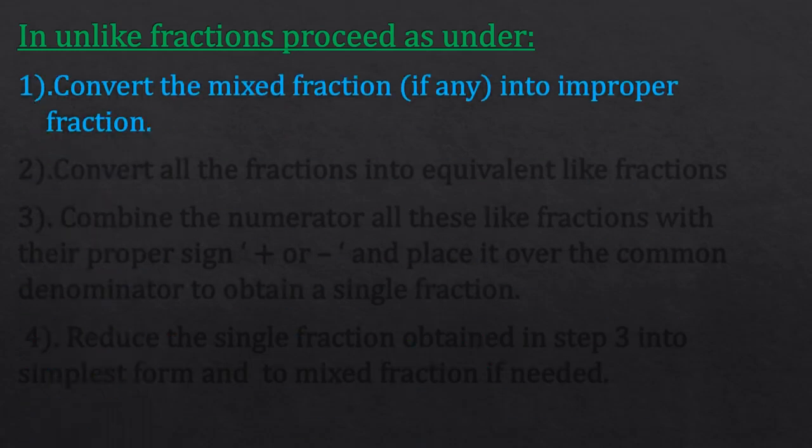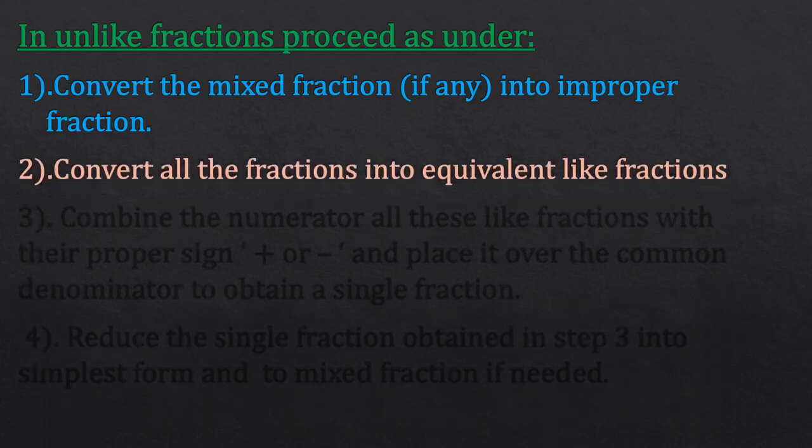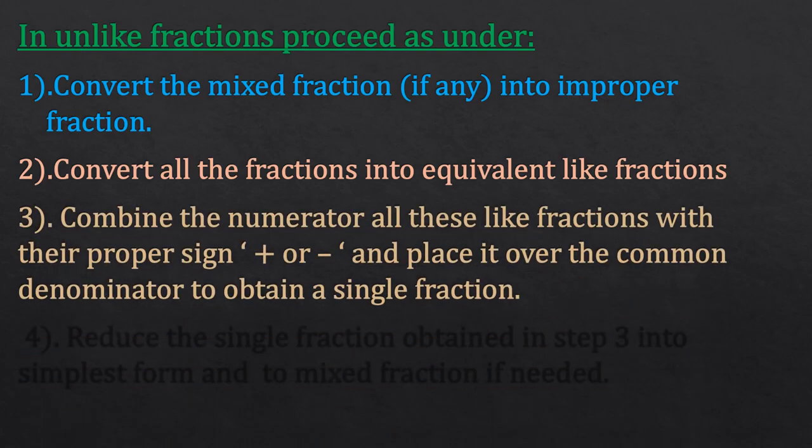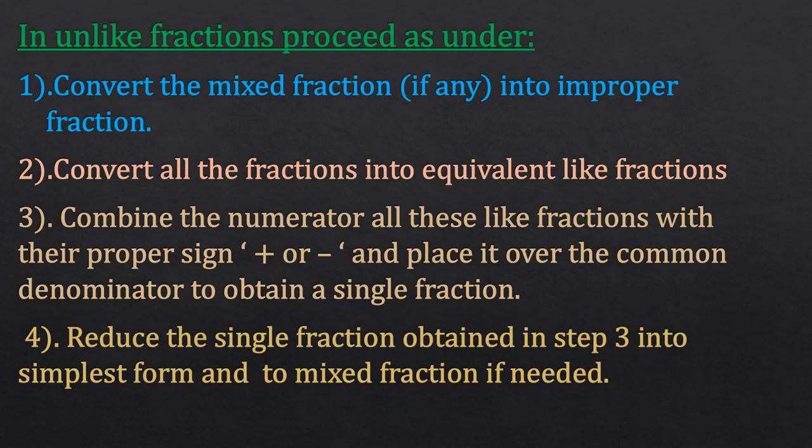First of all, if there is any mixed fraction, convert it into improper fraction. Second, convert all the fractions into equivalent like fractions. Third, combine the numerators of all these like fractions with their proper sign, plus or minus, and place it over the common denominator to obtain a single fraction. And the last is, reduce the single fraction obtained in step 3 into simplest form, to a mixed fraction if it is an improper fraction.